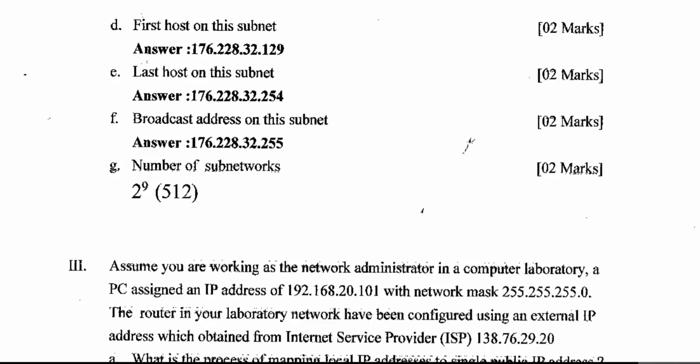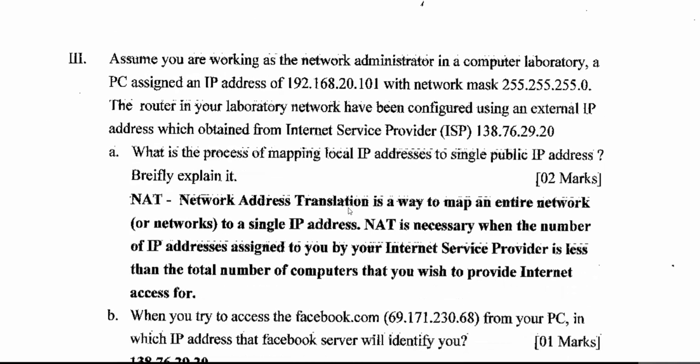Part G, number of subnetworks. This network belongs to class B, therefore the default mask of class B is 16 bits and the subnet mask of the given network is 25, and if we subtract 16 from 25 we get 9. Therefore the subnetworks we have is 2 to the power 9, which is 512.